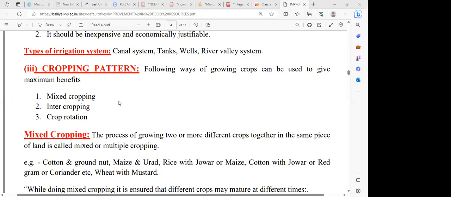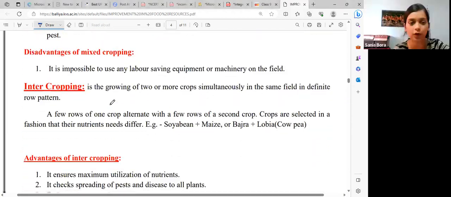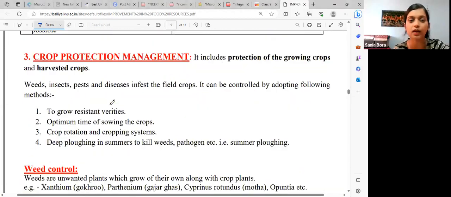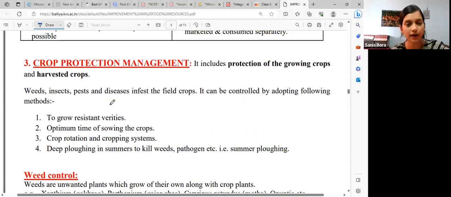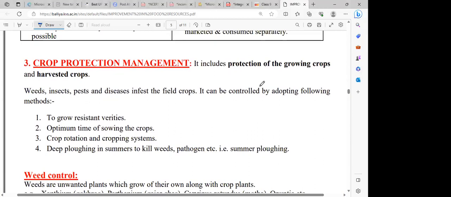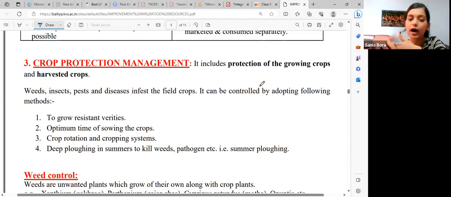We finished the difference between mixed cropping and intercropping. Okay, now we will be doing the third part, which is crop protection management. We have done the first two, and now this is the third part. How will you protect the crop?